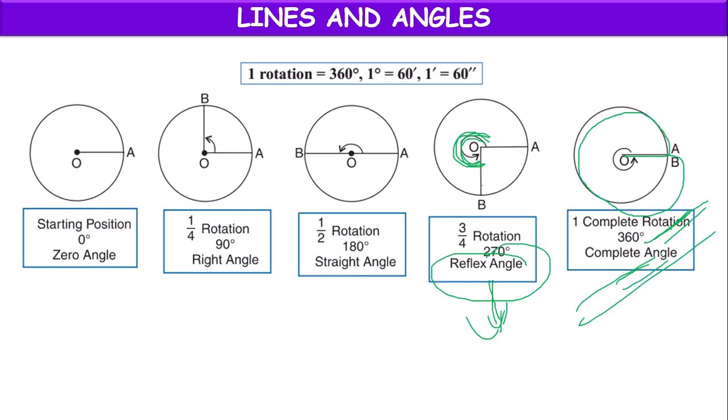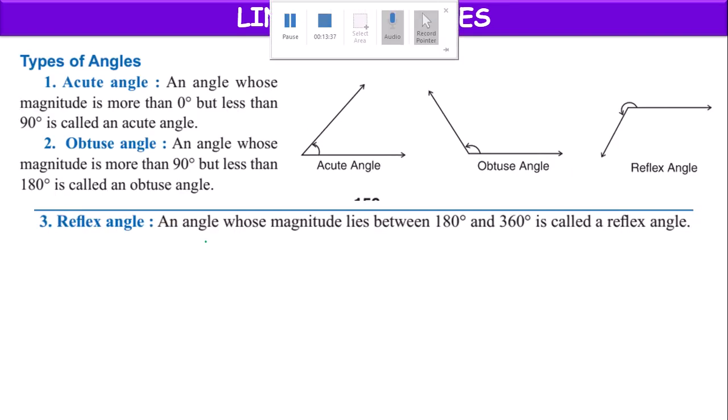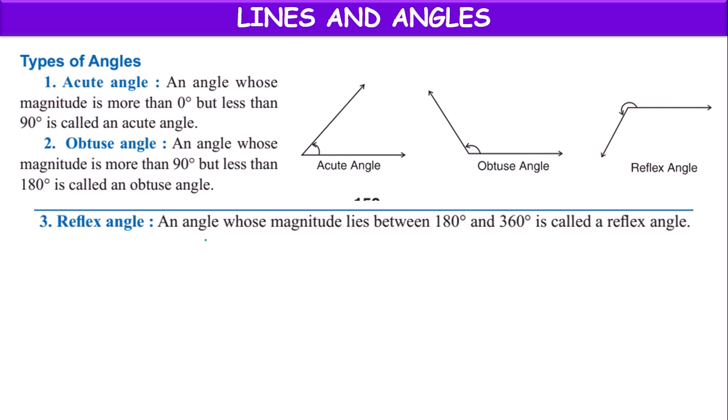So this is about angle and its parts, rotation and its parts. Next, we have types of angles. We have mainly 3 types of angles based on the measurement: one is acute angle, another is obtuse angle, and the third is reflex angle.